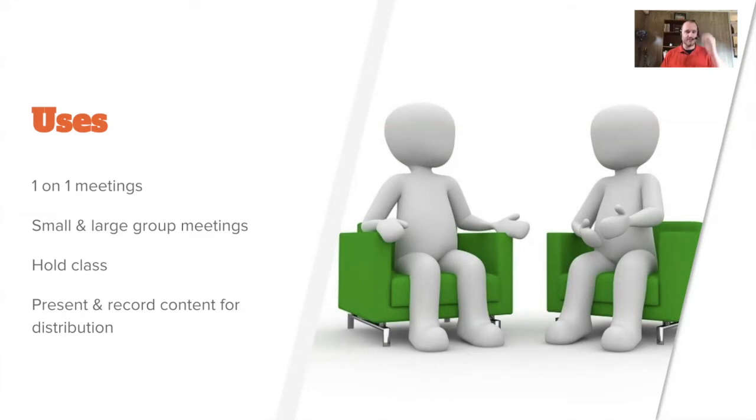A secondary use is for small and large group meetings of all types. So right now we have like 20 some on the meeting here, and we're just doing a small meeting. This Zoom room can contain, I think, up to 250 people at once, and I think you can expand that up to like 1,000 people at one time, which would be a very large group meeting.